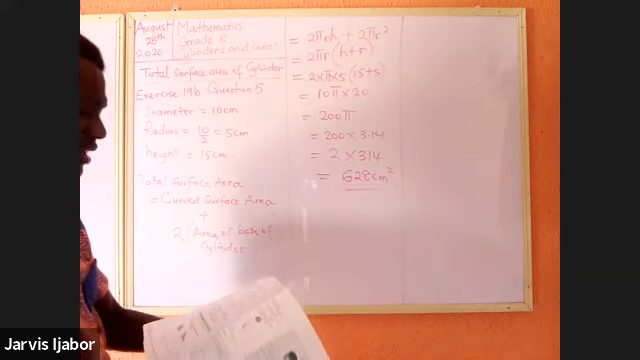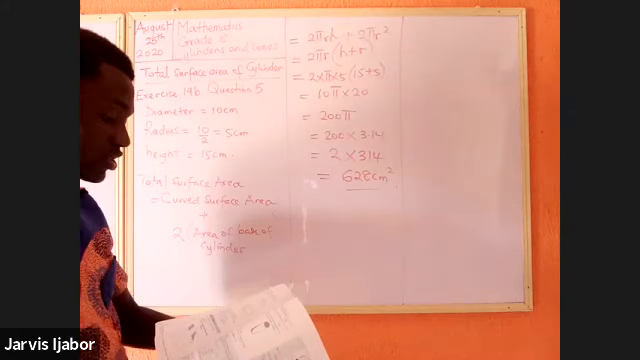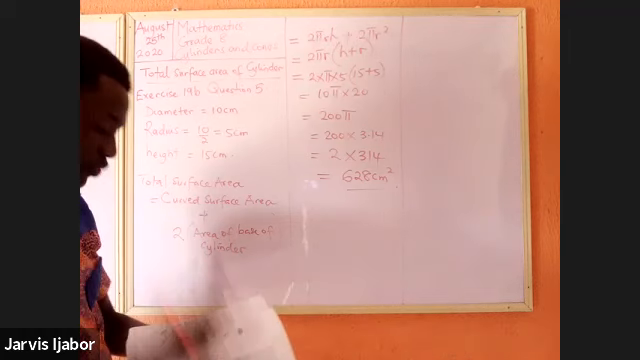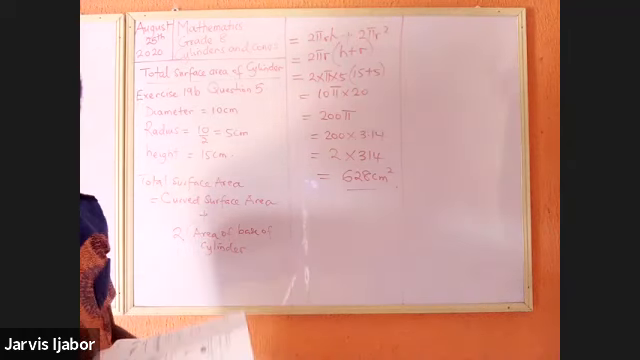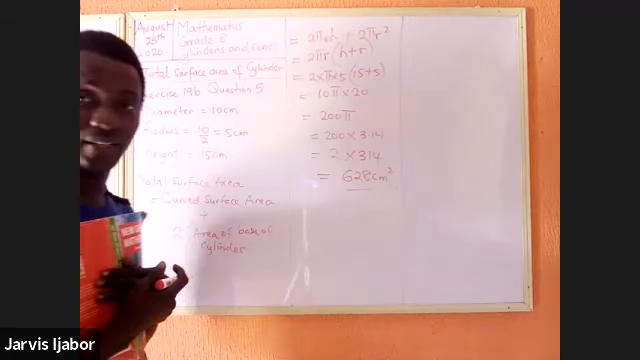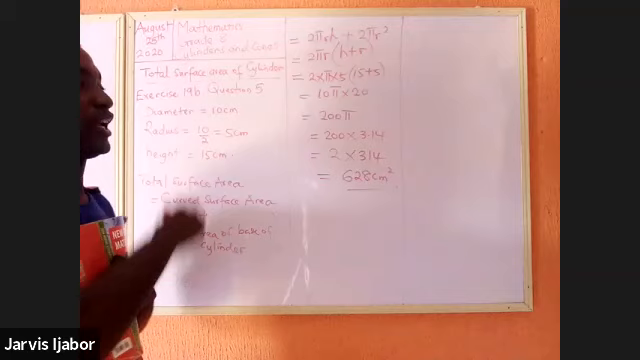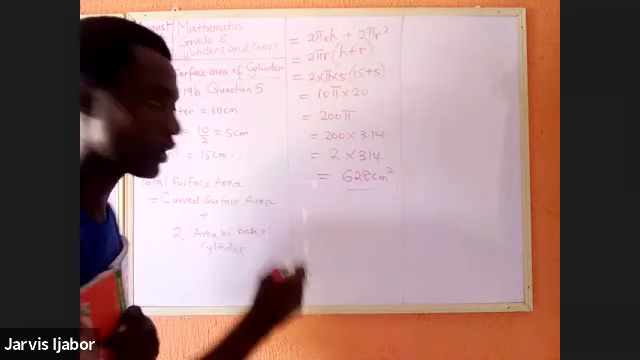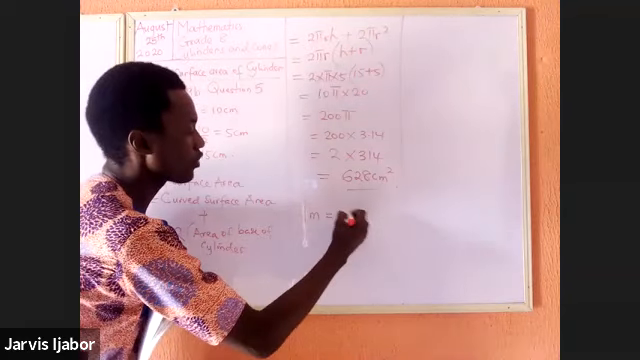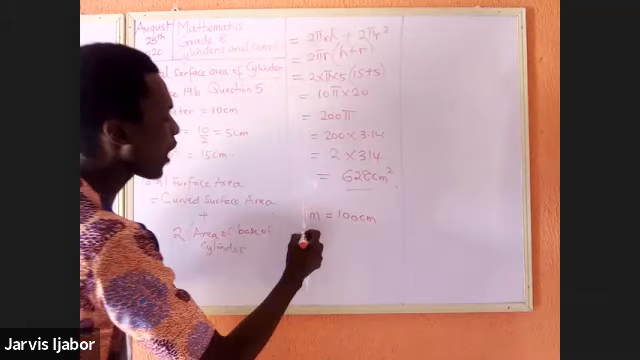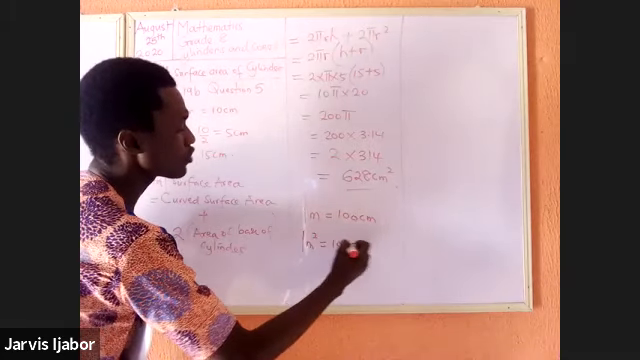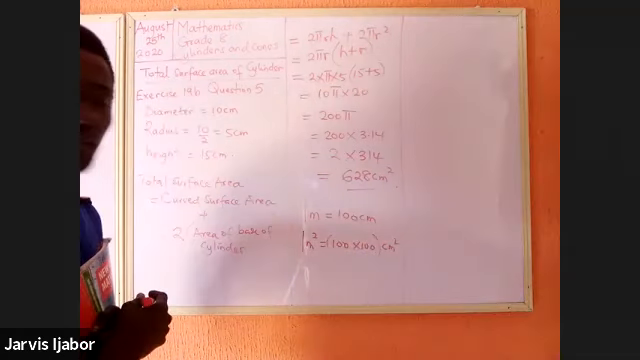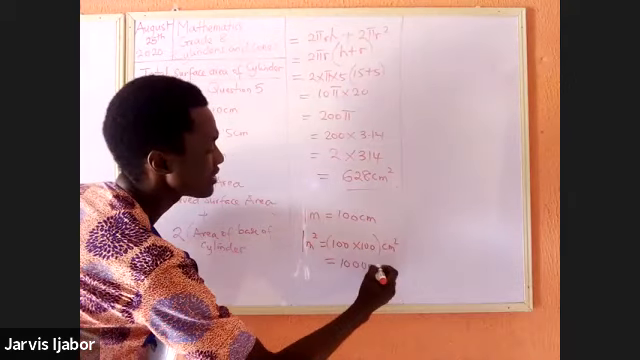If the tin plate costs 4,500 per meter squared, you need to convert this to meters squared. One minimum condition for this aspect is that you must know your conversions very well. 1 meter is equal to 100 centimeters. So 1 meter squared will be equal to 100 times 100 centimeter squared. So this will now give you 10,000 centimeter squared.